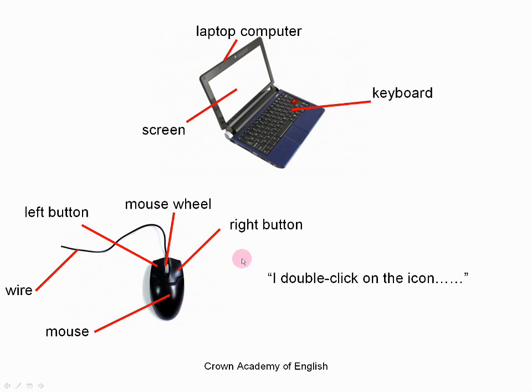And if we want to say to somebody to click using the right button, we say right click. So if somebody asks you to right click, they mean to press this button with your right finger. And we can also say left click. So to left click means to click on the left button.